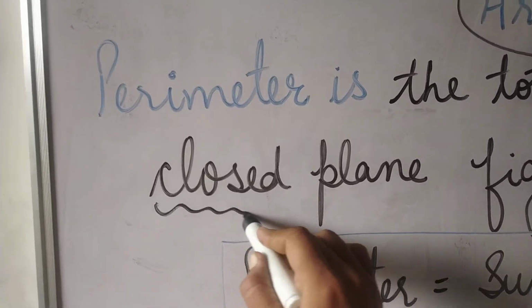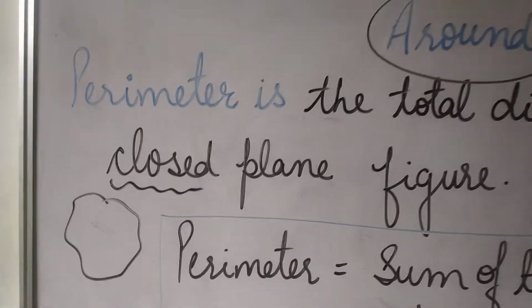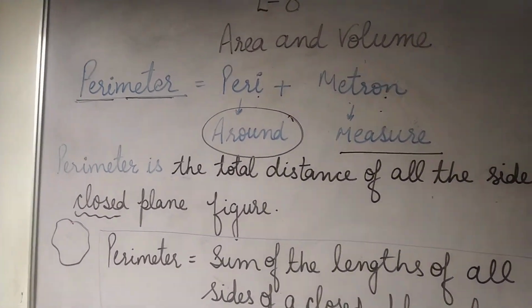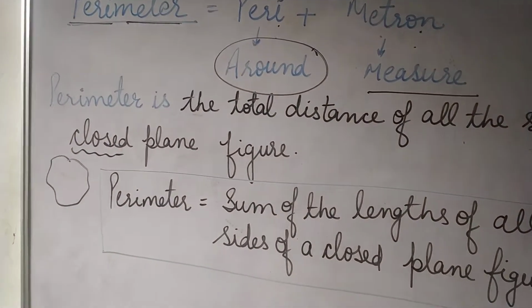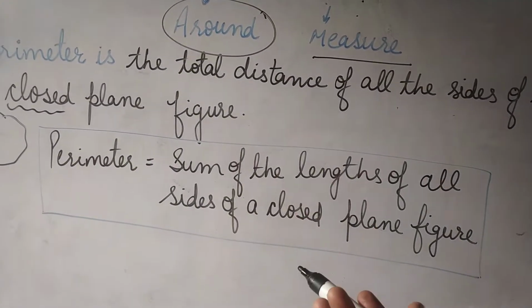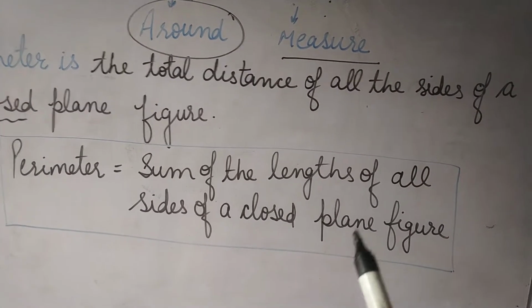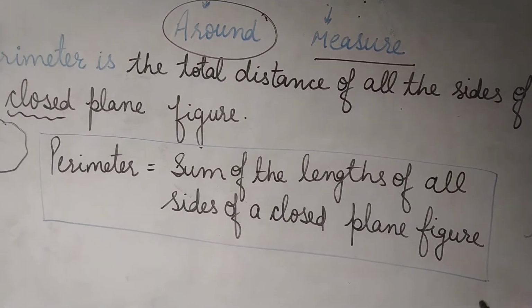This word is very important. The figure should be closed. We cannot find out the perimeter of an open figure with the help of a formula. Okay? So we can say in another term that the perimeter is the sum of the lengths of all sides of a closed plane figure. Right?